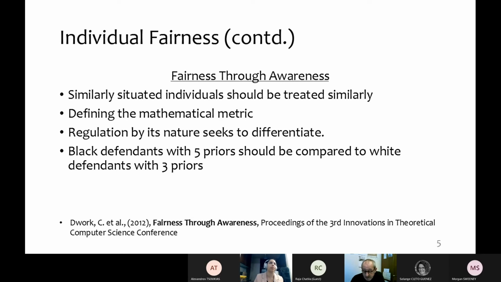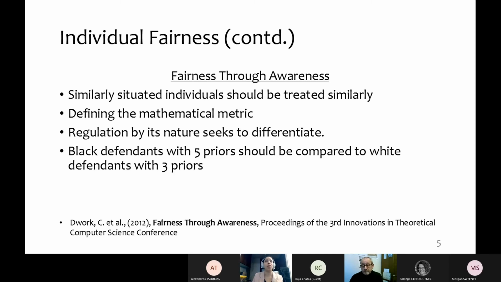So let me demonstrate by example how this notion will be implemented. We know that in criminal justice, for example, Black defendants are way overrepresented compared to white defendants.